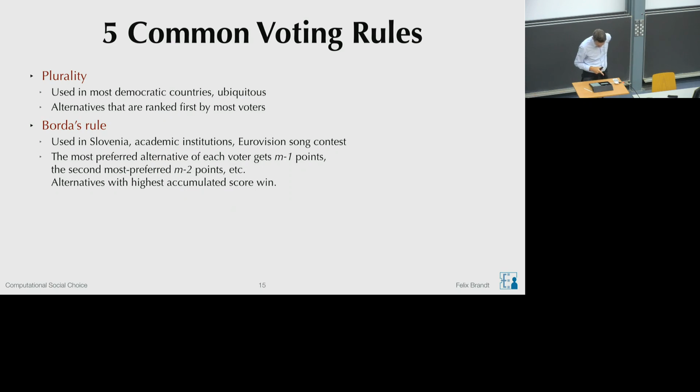This is, for instance, used in Slovenia to elect, I think, 2 of the 90 members of the National Assembly. Variants of it are also used for some academic institutions, or the Eurovision Song Contest, something I guess that many of you are familiar with. There it's not exactly Borda's rule, because the point scheme is a bit different. I'm not a big fan, so I don't know exactly what it is, but maybe like 15 points for the first rank, then 12, then 10 or something, similar to what they have in Formula 1, for instance.